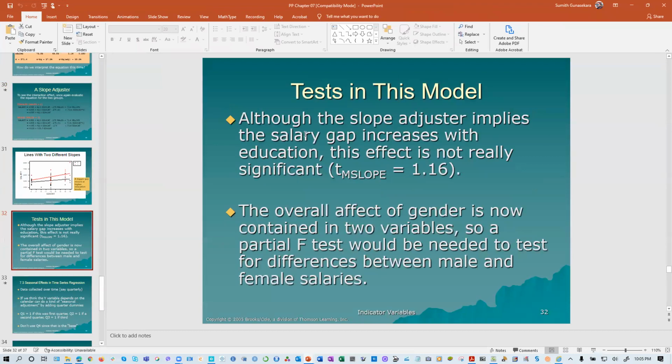The slope adjusted implies the salary gap increases with the education. This effect is not really significant. The overall effect of gender is now contained in two variables. So the partial F-test would be needed to test for differences between male and female salaries.